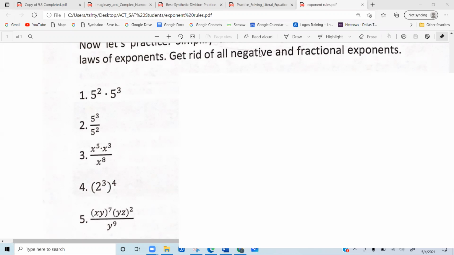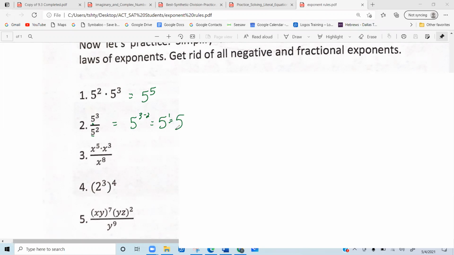Okay, let's start with number 1. Very easy. Same base, add your powers. So this is going to be 5 to the 2 plus 3, 5 to the 5th power. And I think it just says get rid of all negative and fractional exponents. Same base, that 5 is your base. So we're going to subtract. It's going to be 5 to the 3 minus 2. So that is going to just be 5 to the 1st, which is just 5.